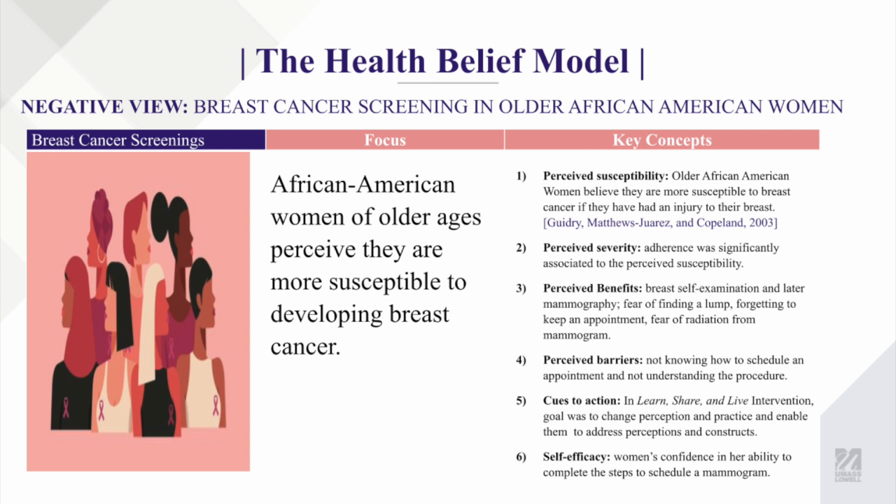They practiced asking friends about their reasons for having and not having mammograms, and then created ways to help friends overcome barriers. Some barriers were beliefs, others were logistical. They were able to come up with mobile mammography units run by local health systems, and some covered the costs for the uninsured. Number 6, self-efficacy: women's confidence in her ability to complete the steps to a scheduled mammogram.